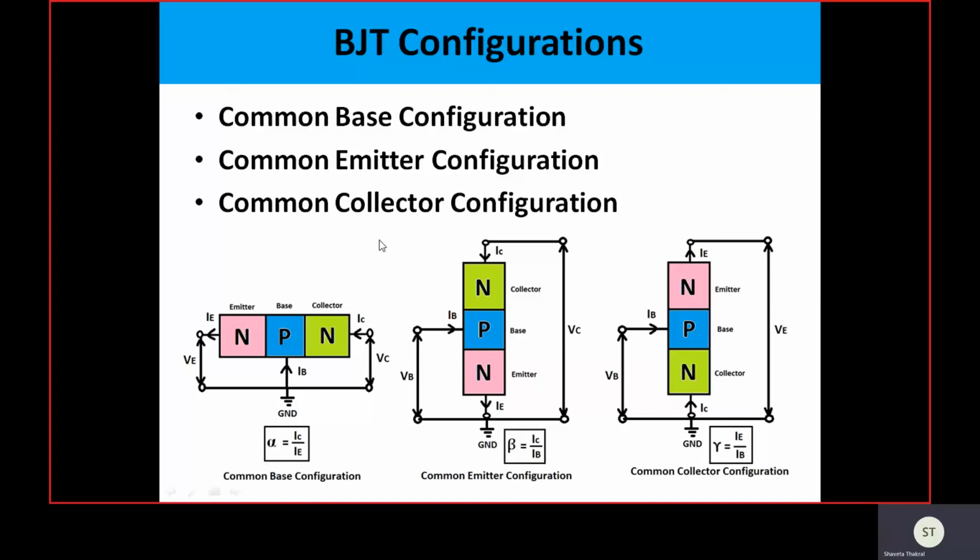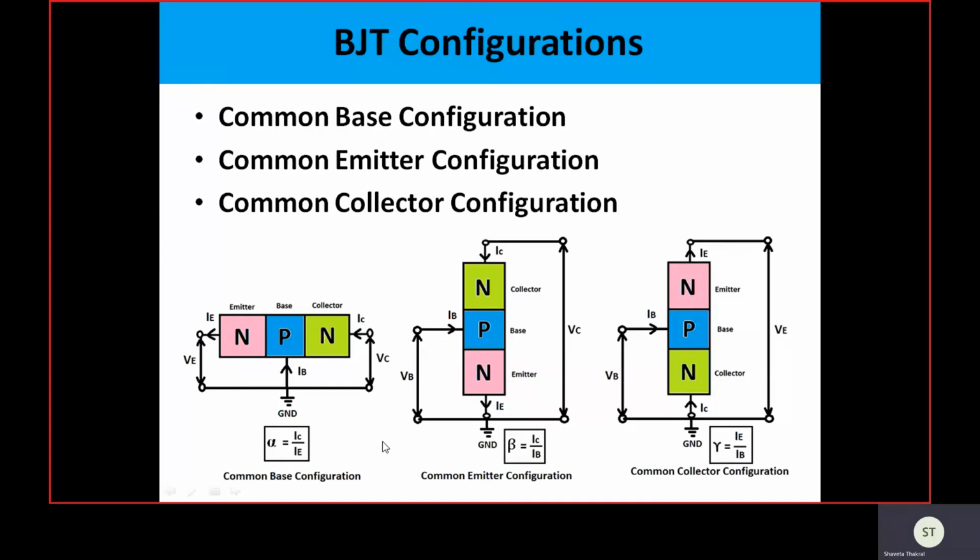So that's why one terminal of the BJT is made common, and that can be base, emitter or collector. If we make base common, that configuration is called common base configuration. If we make emitter common, that configuration is called common emitter. And similarly, if we make the collector terminal common, that configuration is called common collector configuration.